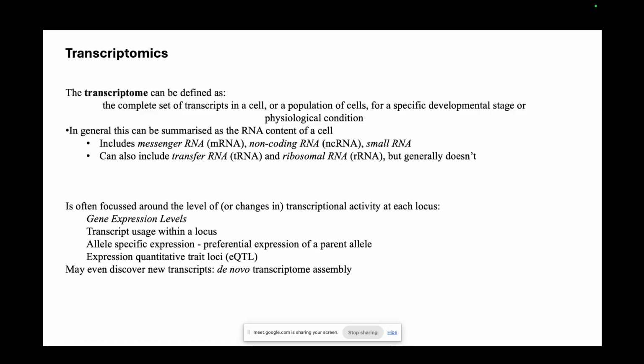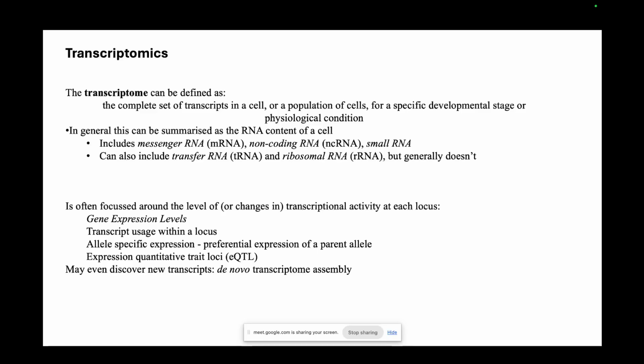So we mostly look into gene expression through transcriptomics, but you can also do sequencing of other types of RNAs as well, so transfer RNAs, rRNAs, but generally we do it for mRNAs. The maximum papers that you'll see, the maximum work that has been done in transcriptomics is focusing on mRNAs, and maybe a small amount of non-coding and small RNAs, right? It is often focused around the level of, or the changes in levels of transcriptional activity at each locus.